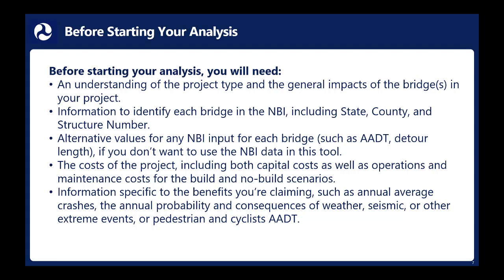Before starting your analysis, you will need an understanding of the project type and the general impacts of bridges in your project; information to identify each bridge in the NBI, including state, county, and structure number; alternative values for any NBI input for each bridge, such as AADT or detour length, if you don't want to use the NBI data in this tool; the costs of the project, including both capital costs as well as operations and maintenance costs for the build and no-build scenarios; and finally, information specific to the benefits you're claiming, such as annual average crashes, the annual probability and consequences of weather, seismic, or other extreme events, or pedestrian and cyclist ADT.